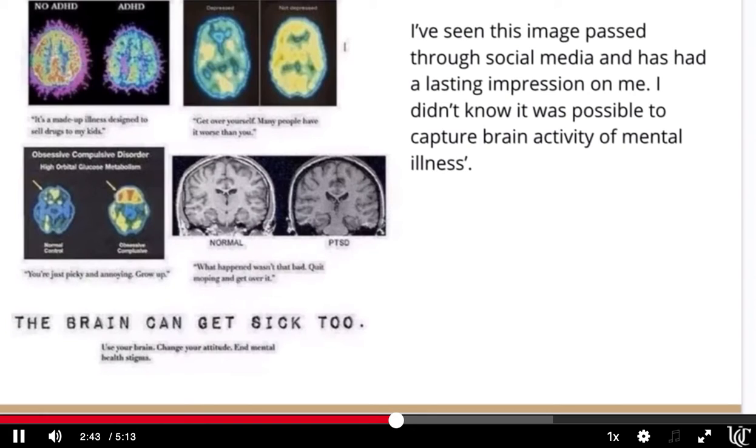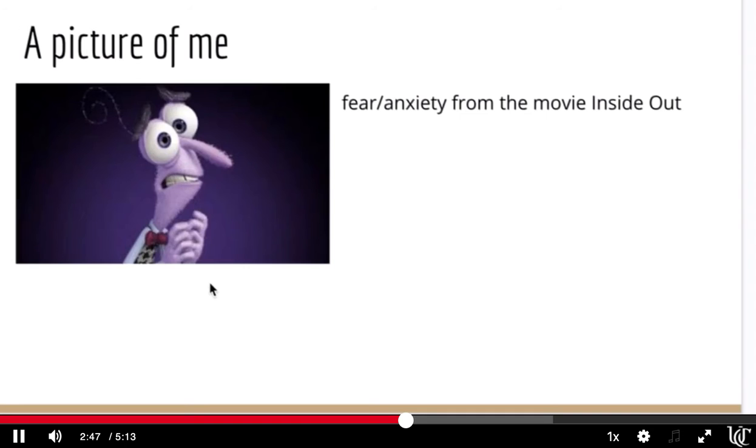And going back to how I personally connect, that's a picture of me, which is the fear and anxiety character from the Inside Out movie, the emotion. I have a generalized anxiety disorder with a panic attack issue as well, or a panic disorder.